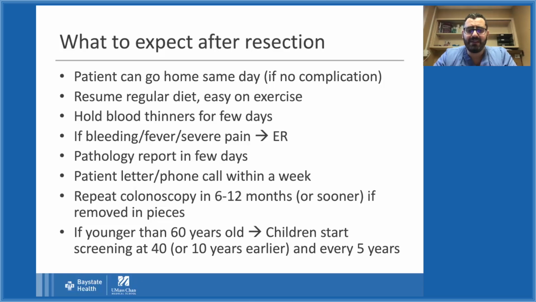Okay, and then after that, they should repeat colonoscopy every 5 years. I always tell the patient to make sure that the children's PCP and siblings' PCP is aware. This is very important.